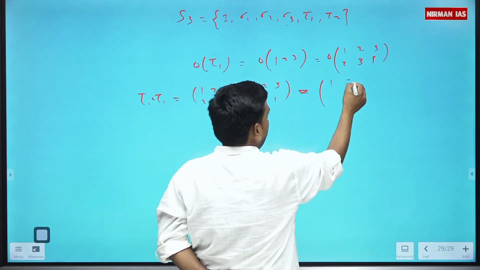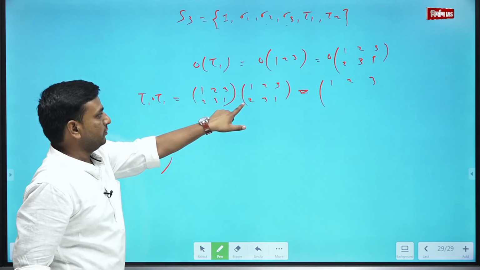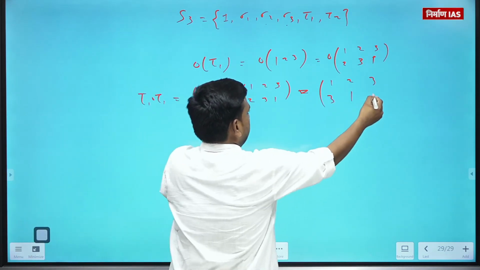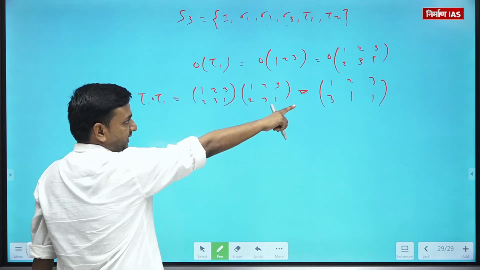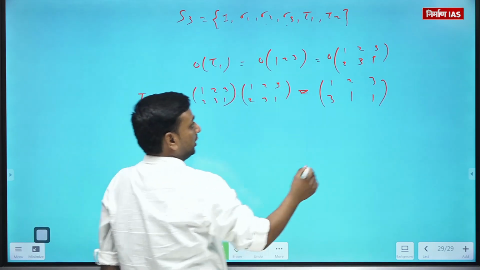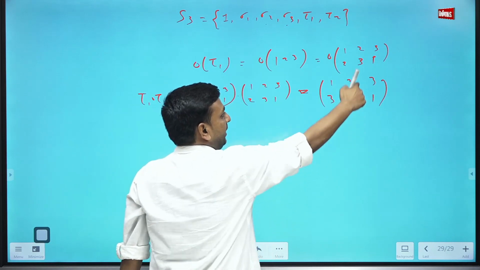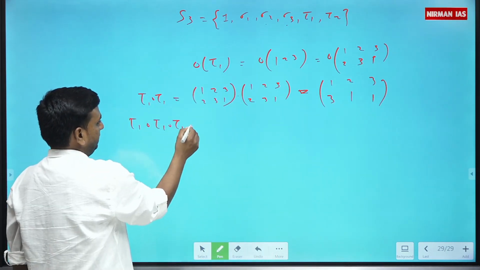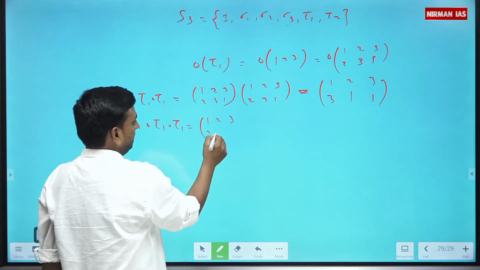So 1's image is 2 and 2's is 3; 2's image is 3 and 3's is 1. Is it identity? No. Identity is where each element is mapped to itself. Now I am going to compose it 3 times.